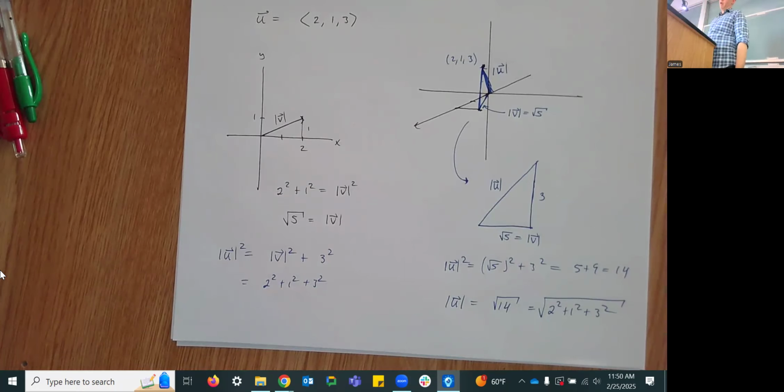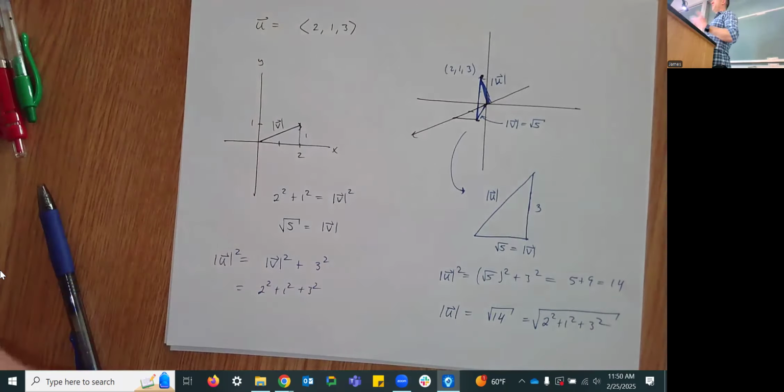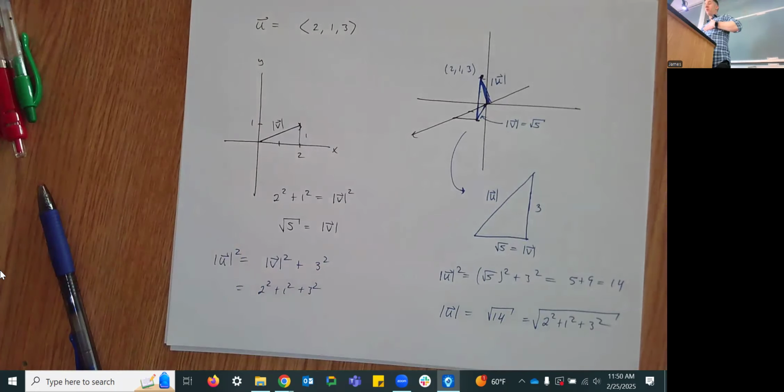And I guess I should stop there. We'll talk more about vectors on Thursday. I should say one more thing though. We typically draw a vector emanating from the origin. It does not have to emanate from the origin.